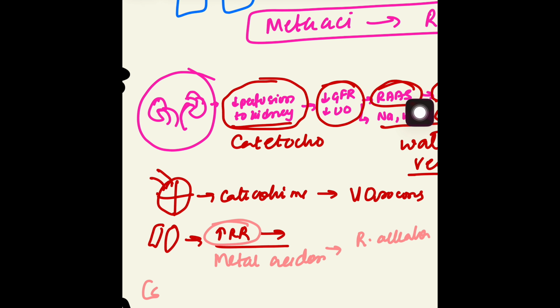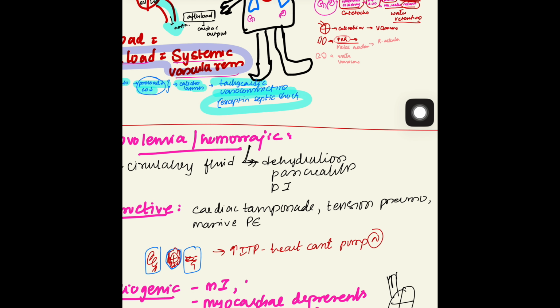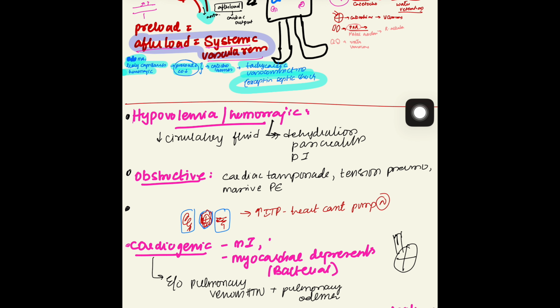So what does the kidney do? The kidney conserves its water and does vasoconstriction. So this is the basic pathophysiology of shock. Okay, let's discuss the different types of shock. I already discussed hemorrhagic shock: blood goes out, the cardiac output decreases, all that.